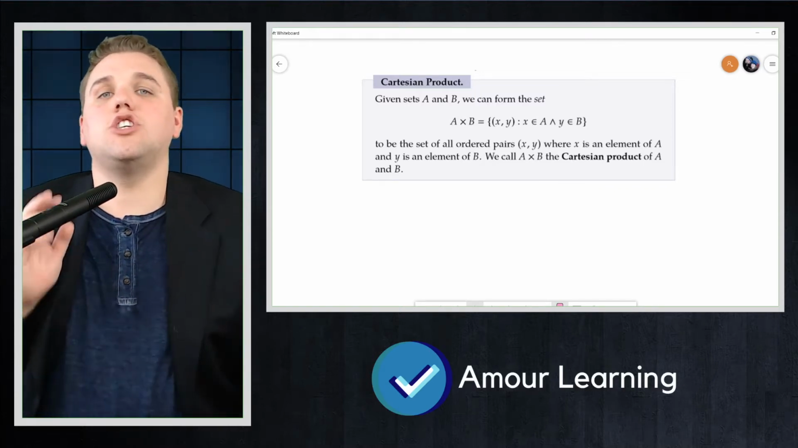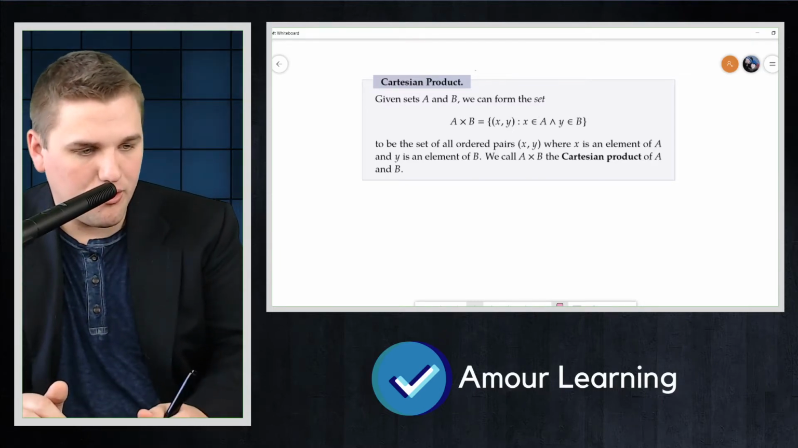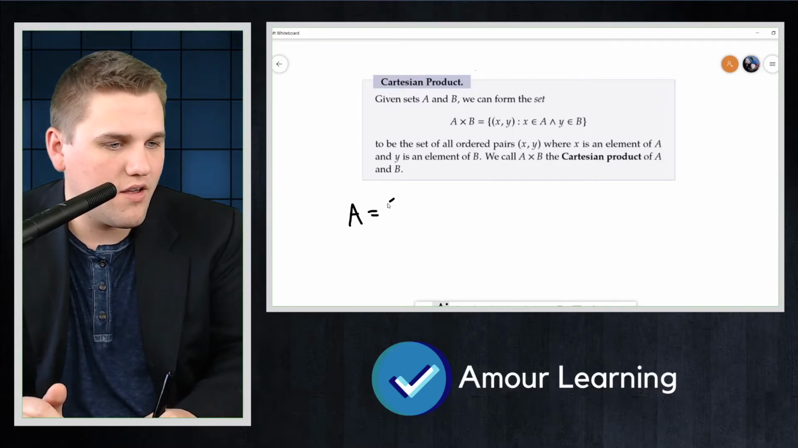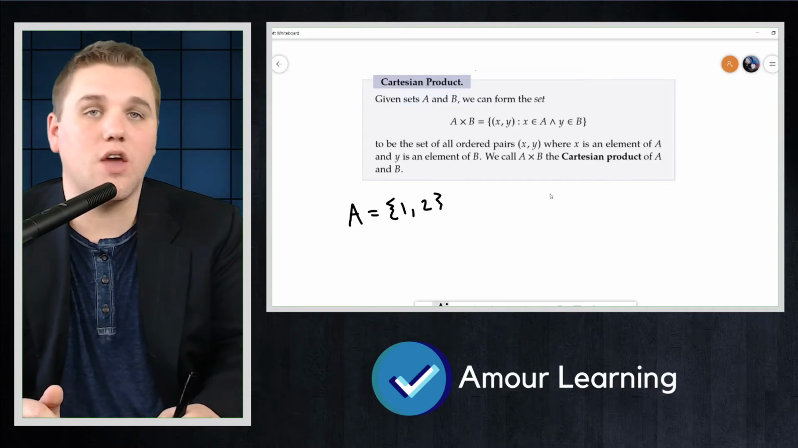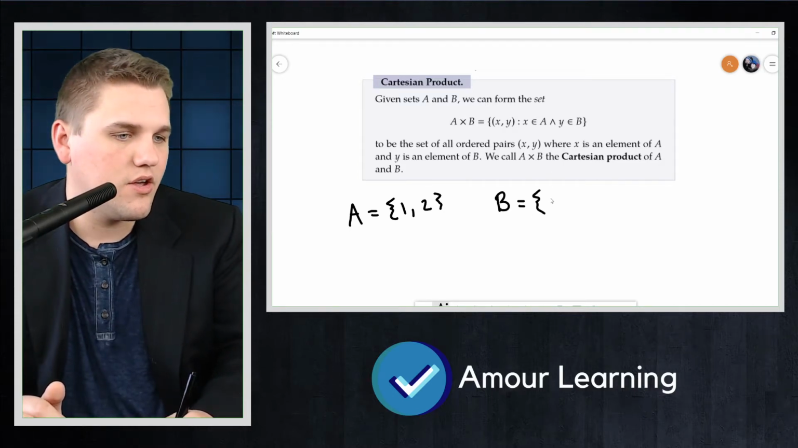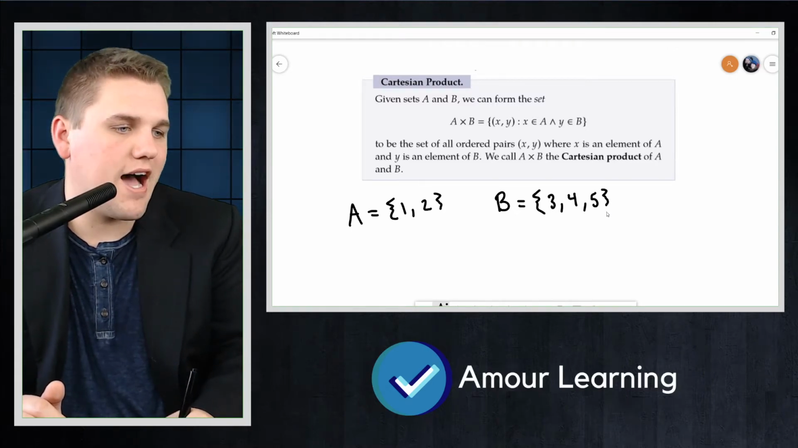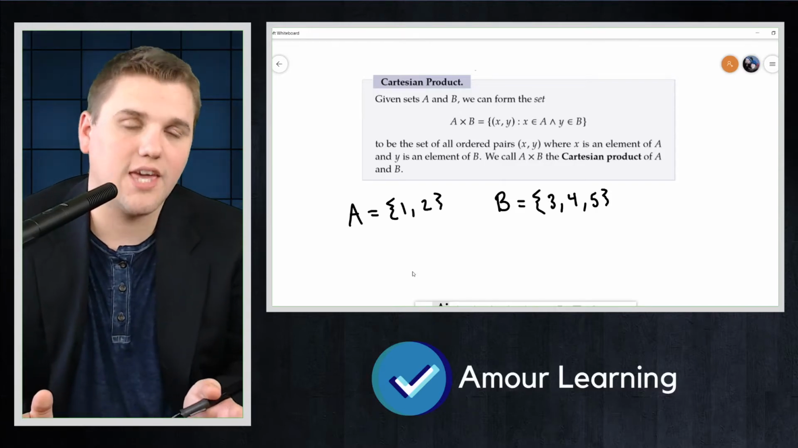Okay, so now let's use the Cartesian product to count in an example. Suppose we have set A as the set containing 1 and 2, and B is going to be the set 3, 4, 5. Now, what does the Cartesian product look like?